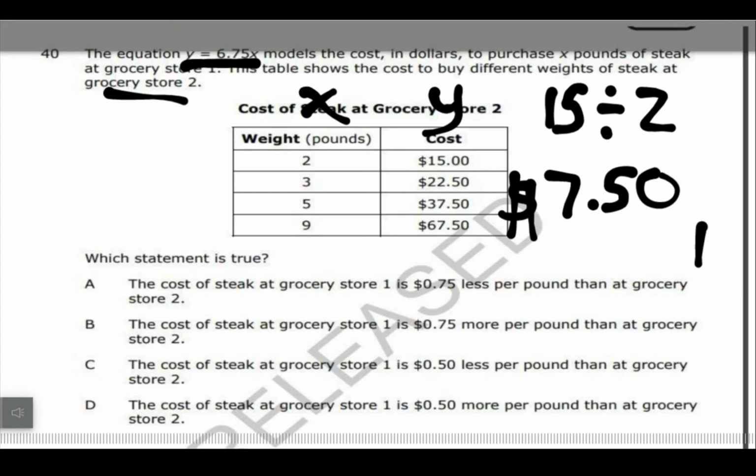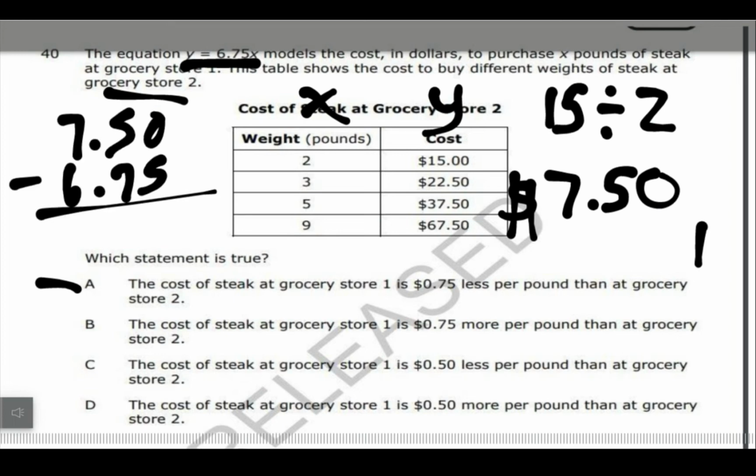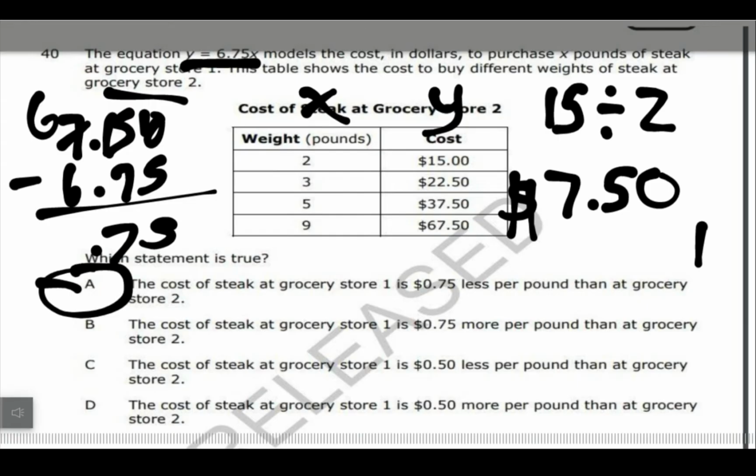So we want to look at what it says. It says the cost of steak at grocery store 1 is 75 cents less. That's actually the answer, because if I take these and subtract, that is 75 cents, and it is less, so that would be correct. I don't have to go any further, so that one would just be A.